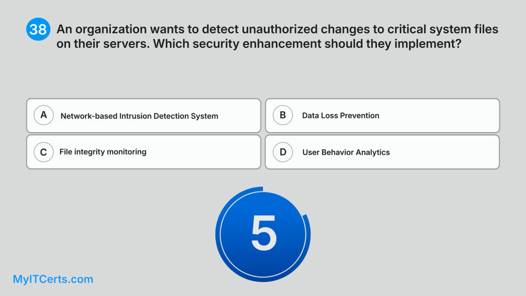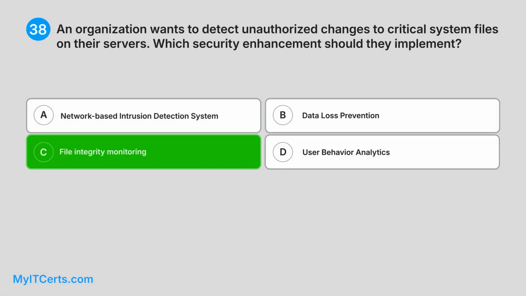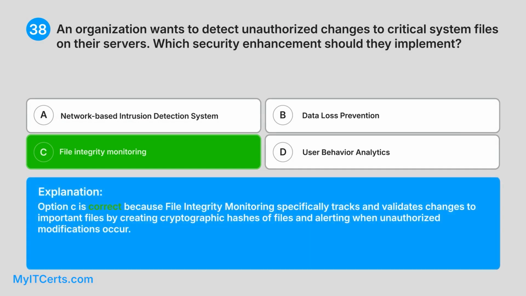What do you think is the answer? Correct answer, C. File integrity monitoring. Explanation. Option C is correct because file integrity monitoring specifically tracks and validates changes to important files by creating cryptographic hashes of files and alerting when unauthorized modifications occur.